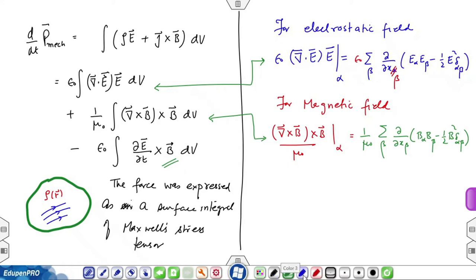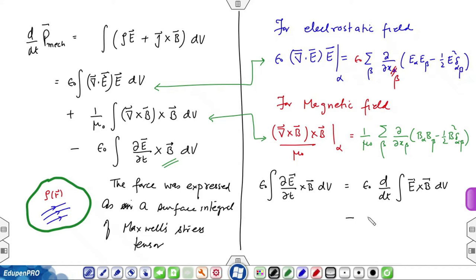I am now going to work on the term dE/dt cross B integrated over the volume, and there is an epsilon 0. Since it is being integrated over the volume, I can take d/dt out and write epsilon 0 d/dt of E cross B over the volume, minus epsilon 0 integral E cross dB/dt over the volume. Again, I use the Maxwell's equations and substitute for dB/dt.